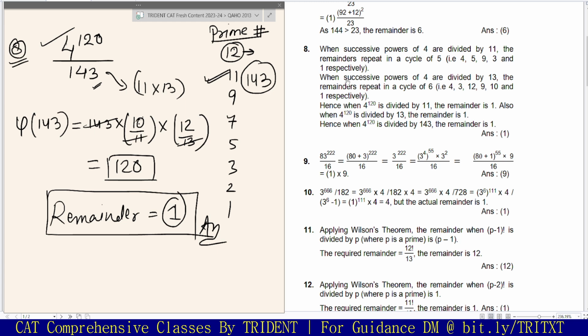I hope you can see the cursor. When successive powers of 4 are divided by 11 and all that, you can take a screenshot, you can possibly pause and see. I have not used this method, I have used a different method, and I have reached the same answer, which is that the remainder is equal to 1.